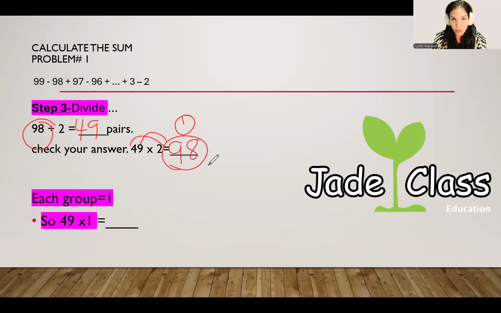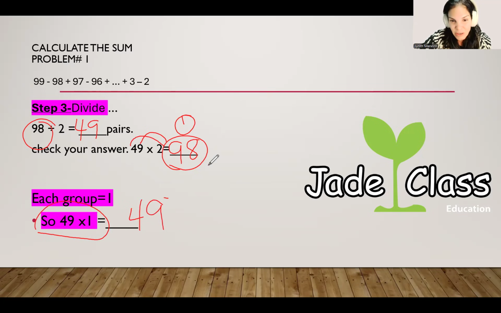And since each group equals 1, 99 minus 98 is 1, and 97 minus 96 is 1. So then 49 is how many pairs we have, times 1, which is the result that we always get. The answer is still what?